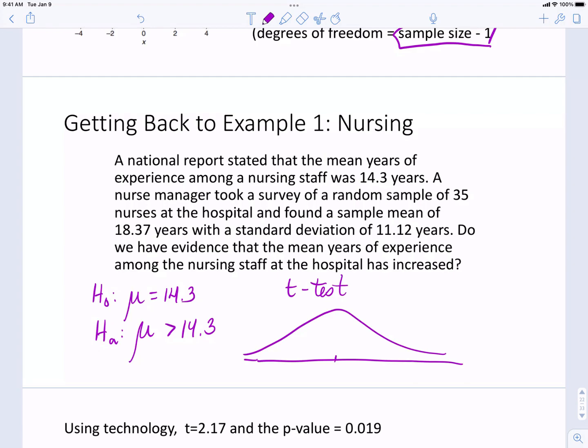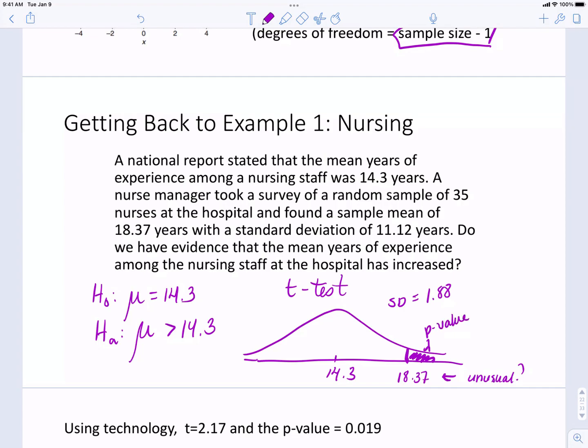Okay, so our distribution then would look like this. A sample mean of 14.3 and a spread, a standard deviation, of 1.88. And our sample is 18.37. And the question is, is this unusual? This area right here is our p-value.